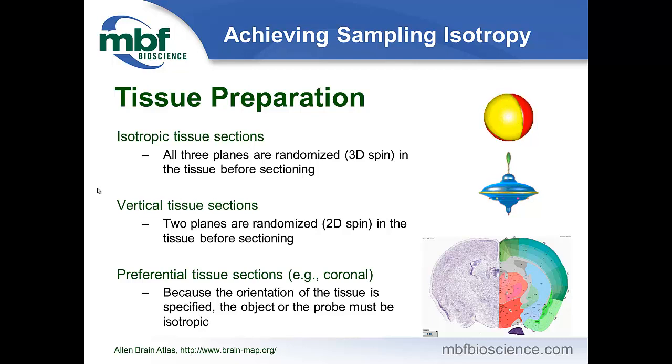And then the last option, which is something that is extremely common in neuroscience, is preferential tissue section. So this would be, for example, coronal, sagittal, transverse.